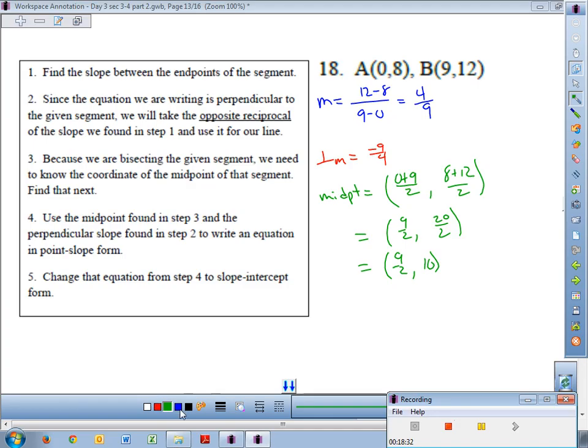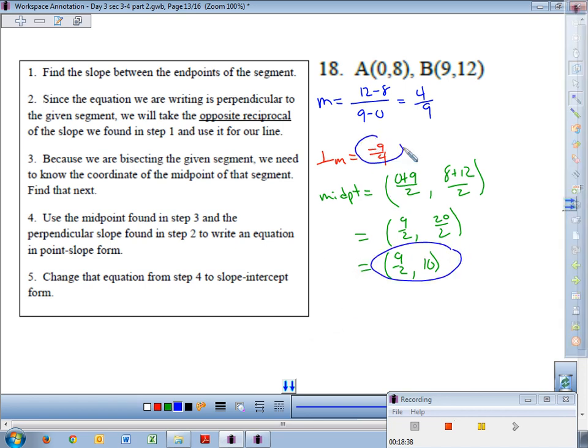And hopefully you got a midpoint of 9 halves, 10, and the slope was 4/9, so our perpendicular slope is the opposite reciprocal of that. Now, point slope form. Here's our point, here's our slope, so y minus 10 equals the slope, which is negative 9/4 times x minus 9 halves. Ugly. Well, one thing at a time.